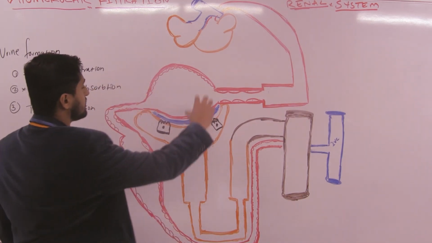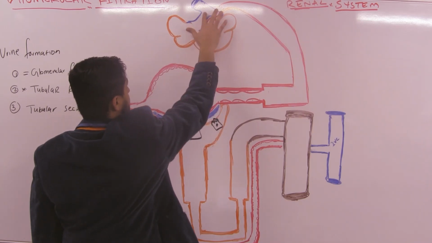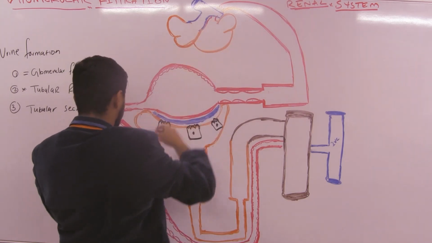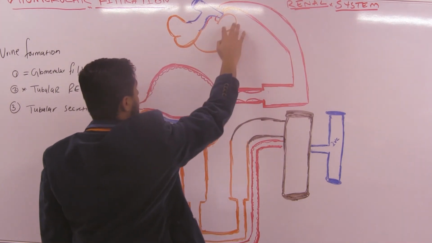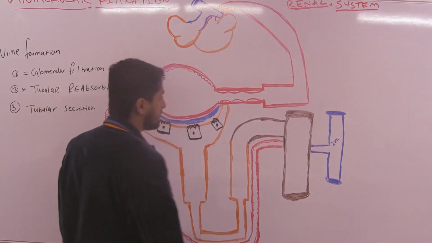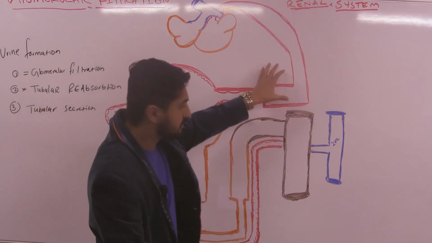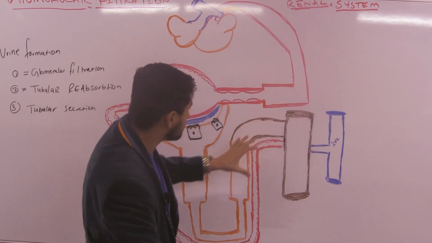If you see here, what I did is I drew this heart, and this is going to be my pulmonary trunk and the pulmonary artery. I also drew the left atrium, left ventricle, and then the aorta. This is the descending aorta. And remember, from the left ventricle, the aorta gives rise to systemic circulation. Today we're talking about the renal.